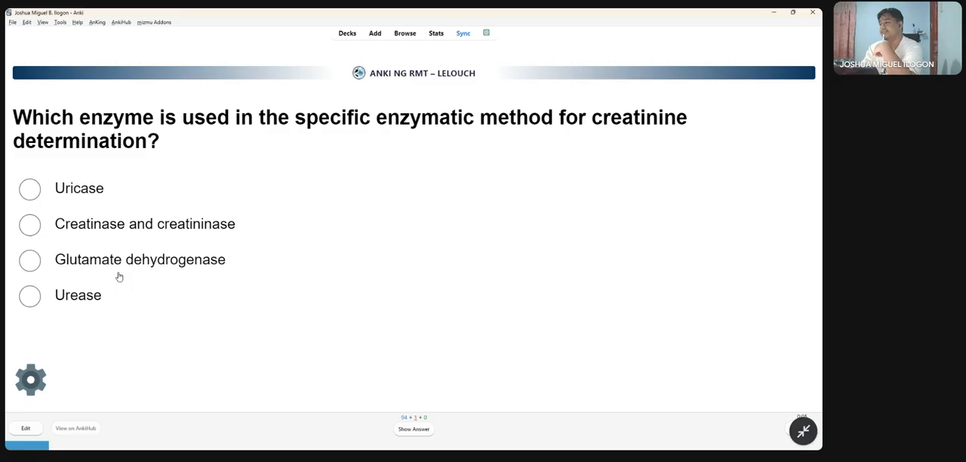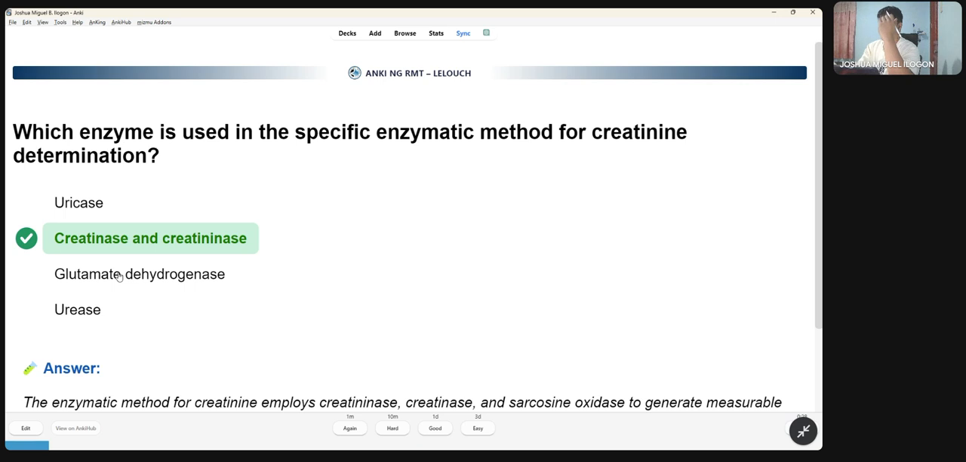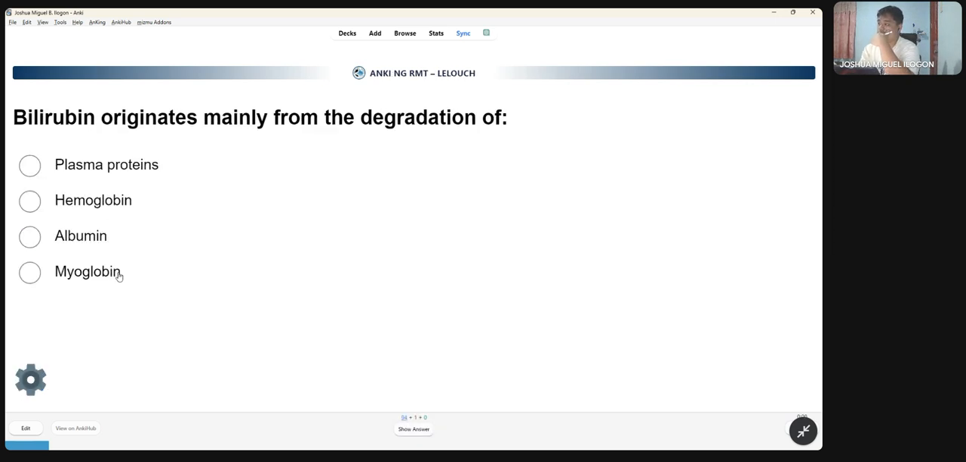Which enzyme is used in the specific enzymatic method for creatinine? If it's your enzymatic method, creatinase and creatininase, and what's the other one? The enzymatic method and sarcosine oxidase. Never forget the sarcosine oxidase with your creatinase.